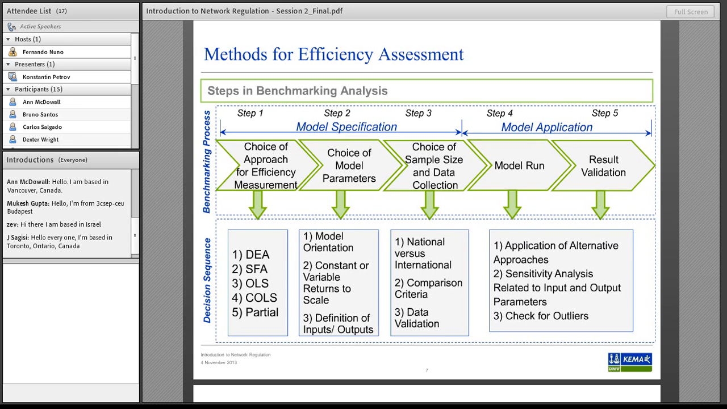And then the last step in the model specification is related to the sample, the choice of data. It is related to the sample size and then the data collection process. The first usual dilemma is whether we have to use national or international data. If we have enough companies in the country which we want to compare and also regulate, for example distribution companies, usually the choice has been to use a national sample, just because we have a sufficient number of companies.